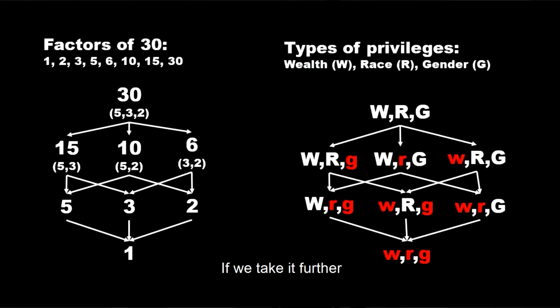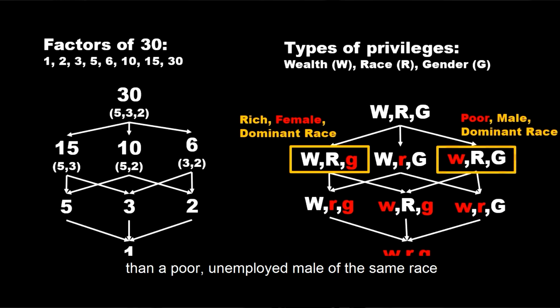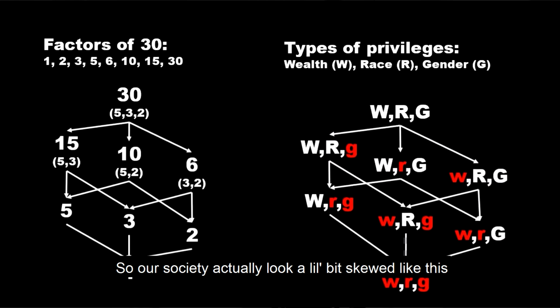If we take it further, going through row by row, we may notice that people on the same level are also not equal. Just like 15 is greater than 10, 10 is greater than 6, a wealthy female from the dominant race is definitely more privileged than a poor, unemployed male of the same race who can't even put food on the table. So our society actually looks a little bit skewed like this.